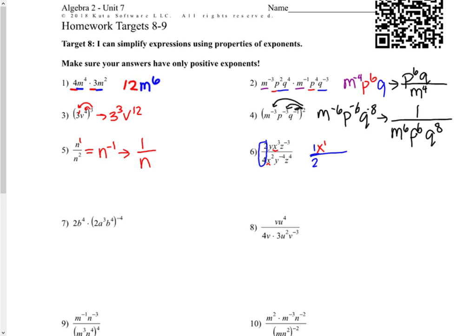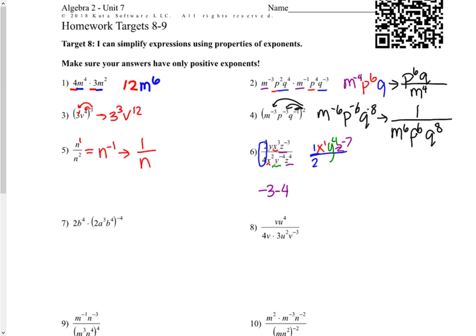I have y to the negative fourth. It doesn't have any other y's. Since it's negative, I'm going to switch the side of the fraction, so I'm going to move that to the numerator so that it has a positive exponent. Last but not least, I have z to the negative 3 over 4. So I need to do negative 3 minus 4, which gives me negative 7.